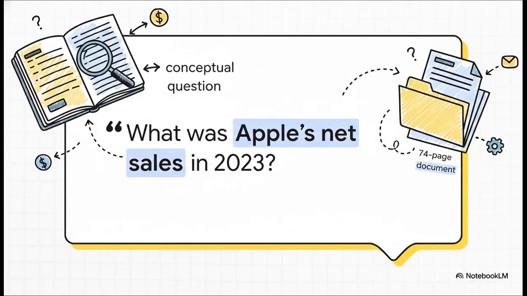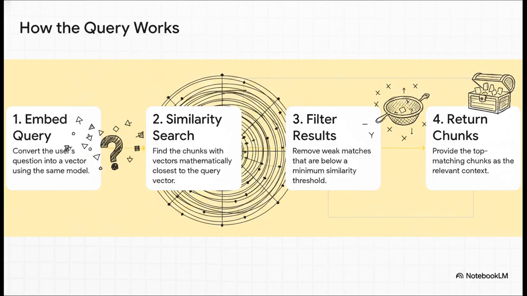So we're going to hit it with a real-world question. This isn't just looking for a keyword. We're asking a conceptual question about a specific number in a specific year. Let's see if our system can understand the intent behind this question and go find the right data inside that massive 74-page document.